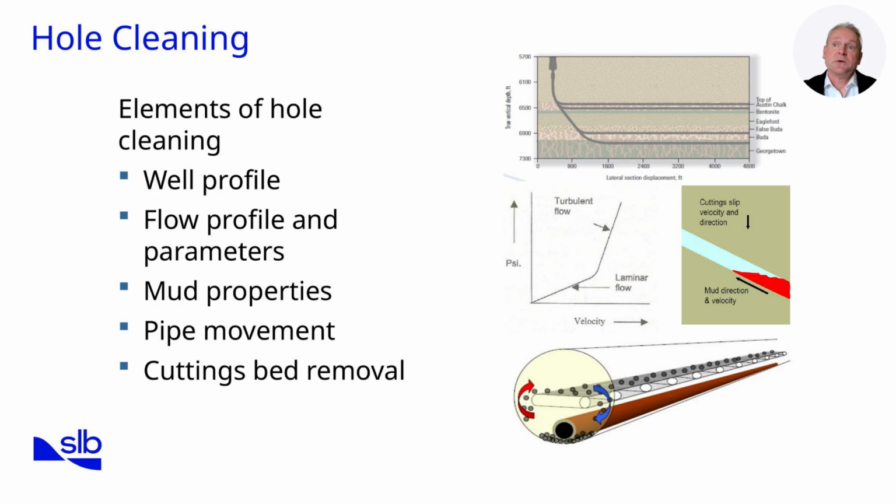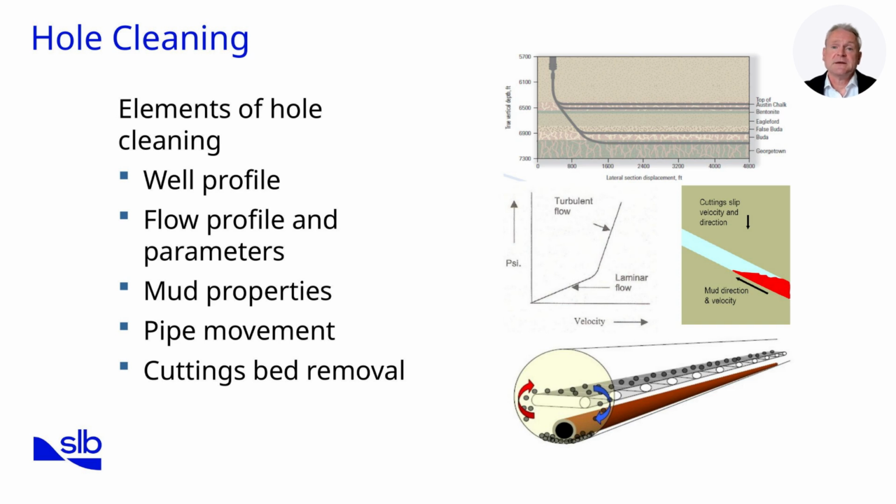For this course, we will focus on the fundamental elements that influence hole cleaning. The first is the well profile. A vertical well typically provides efficient cuttings transport because gravity assists removal. However, as inclination increases, especially beyond 35 degrees, cuttings tend to settle on the low side of the hole, leading to bed formation. Horizontal wells represent the greatest challenge, often requiring enhanced circulation and drill string movement.